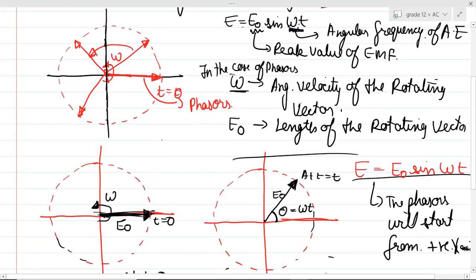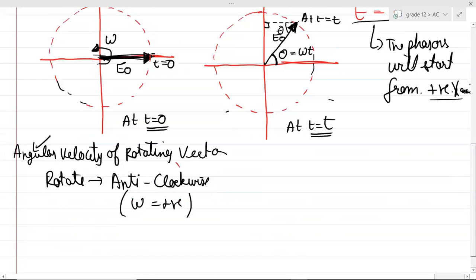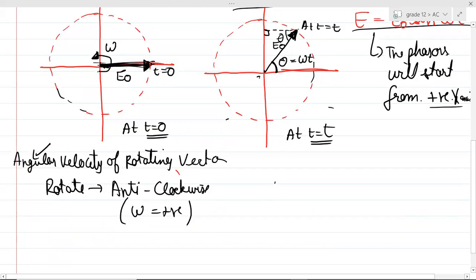So always remember, this E naught will be the length of this rotating vector. Can you see, E equals E naught sine omega t, that implies it will always start from the positive x-axis. I'll tell you the reason a little bit later. Now, suppose I drop a perpendicular on the y-axis. If this angle is theta, this angle is also theta, alternate interior angles. Can you see a triangle forming over here? Let's name it O, P and M. In triangle OPM, this angle is theta, and theta is equal to omega into t, right?